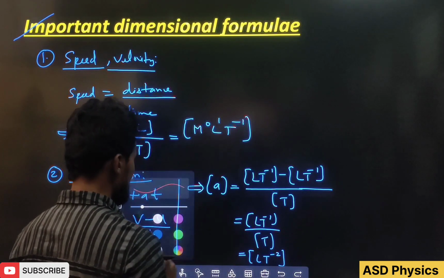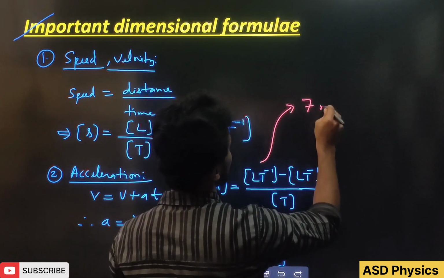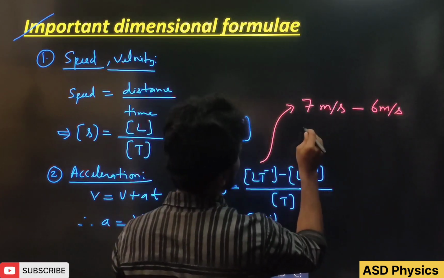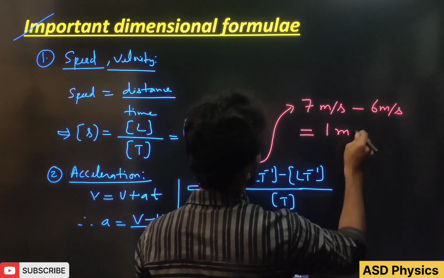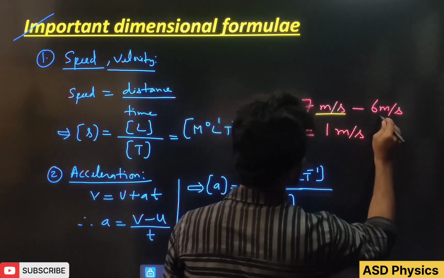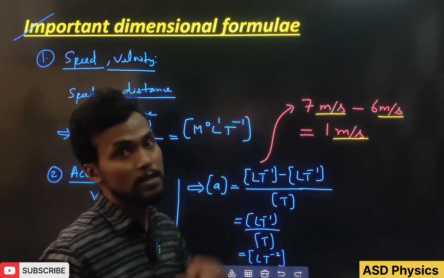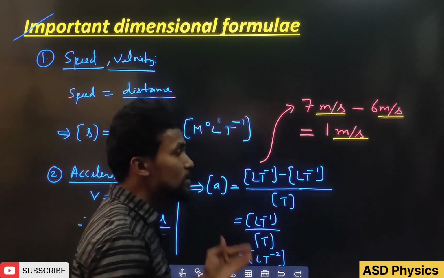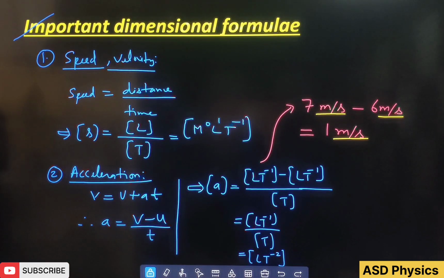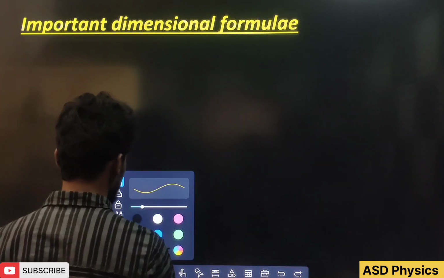Even here maybe confusion comes, but still I want to tell you. Let's take for example, if I ask you 7 meter per second minus 6 meter per second, how much is there? The answer will be 1 meter per second. So you can see very well, students, here the unit is meter per second, here the unit is meter per second, and the final answer unit is meter per second. So whenever we are writing in a big bracket, that is the unit. I hope this is very clear. Now we are going to move to the next one.